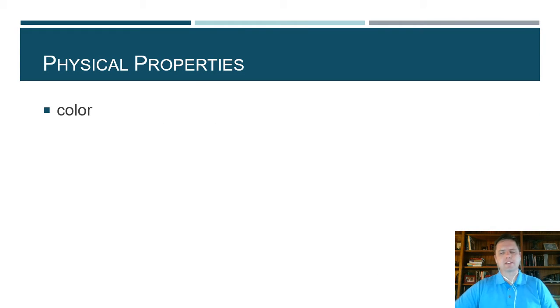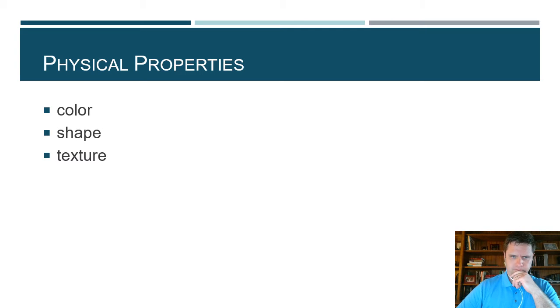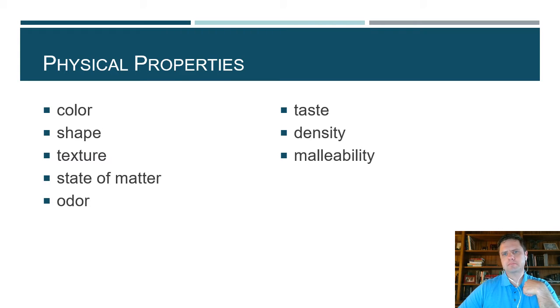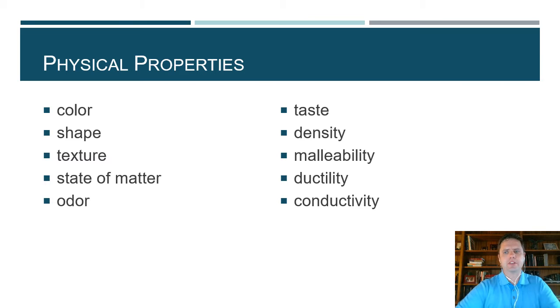So physical properties are things like this: color, shape, texture, the state of matter. That's if it's liquid, solid, or gas. Those are the three main ones. We'll talk about some more in a minute. The odor, how it smells, how it tastes, the density, the malleability, ductility, and conductivity. So let me talk about each of these real quick. Color and shape and texture, those all make sense, right? The state of matter I just explained, is it liquid, solid, or gas? Odor, taste. Okay. So density, let's talk about these last four.